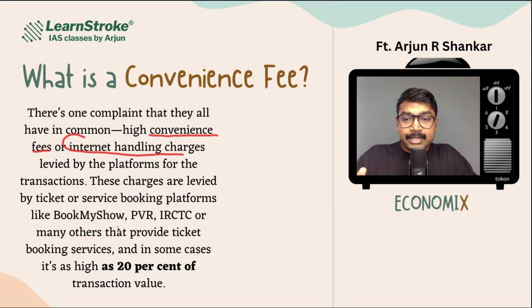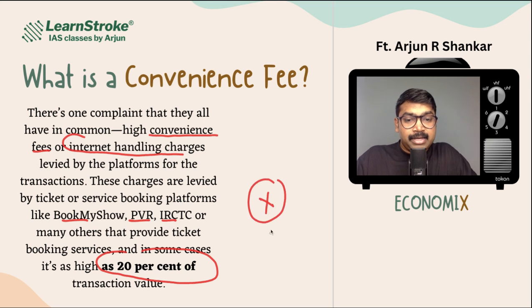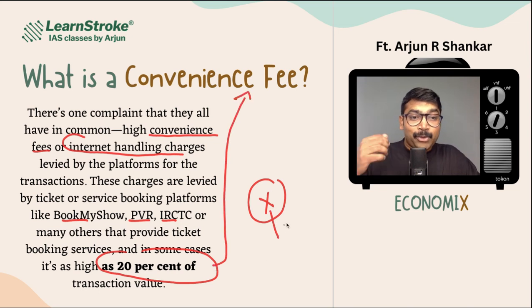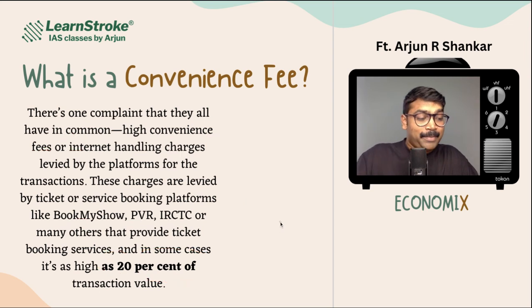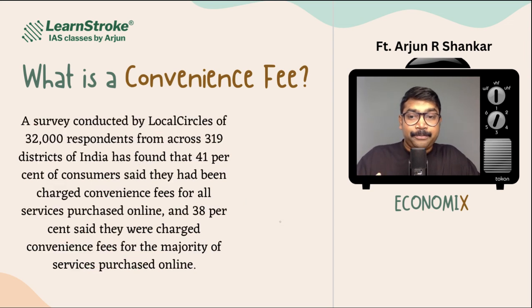You should understand that there are platforms like BookMyShow, PVR, IRCTC, and they charge a convenience fee, and sometimes you should even see that it is 20% of the transaction value. So X is the total value. Say imagine 100 is the value. So they even charge 20% of the transaction. So this comes as a convenience fee, and sometimes you don't even know that you are paying that bill. You simply pay the bill, but make sure that this doesn't happen. So what is this convenience fee?